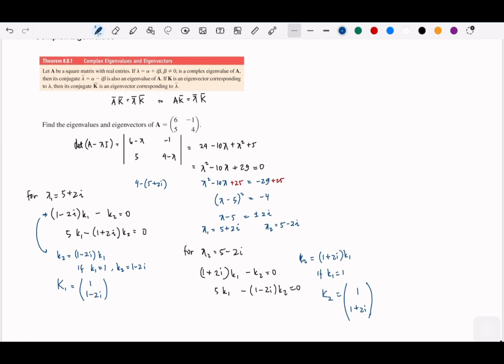Okay, that's the complex. So the important thing here is when you have the complex, you need to check both the complexes, because you will have the plus minus from the square root. Then you are going to solve the eigenvectors by checking both eigenvalues.